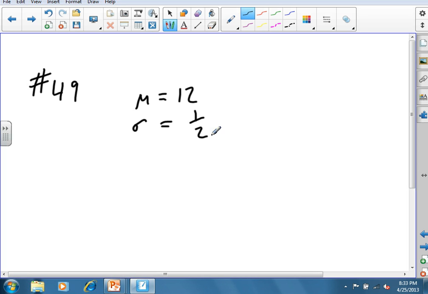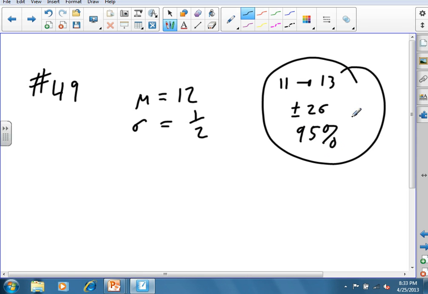If a 12-ounce bag of potato chips is chosen at random, what are the chances that it weighs between 11 and 13 ounces? Okay, well that's 2 standard deviations either way, right? So that's plus or minus 2 standard deviations. So it's a 95% chance that that's going to be the case. So that's the A answer.